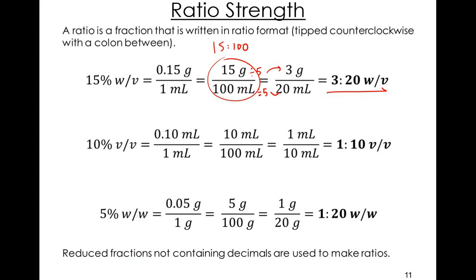One thing to know about a ratio is that the first number is the same as the top number in the fraction, and the second number in the ratio is the same as the bottom number in the fraction. And so the top number represents the amount of active ingredient or drug, and the bottom number represents the amount of total preparation. Also, the same as for percentages, the W refers to a weight in grams, and the V refers to a volume in milliliters.